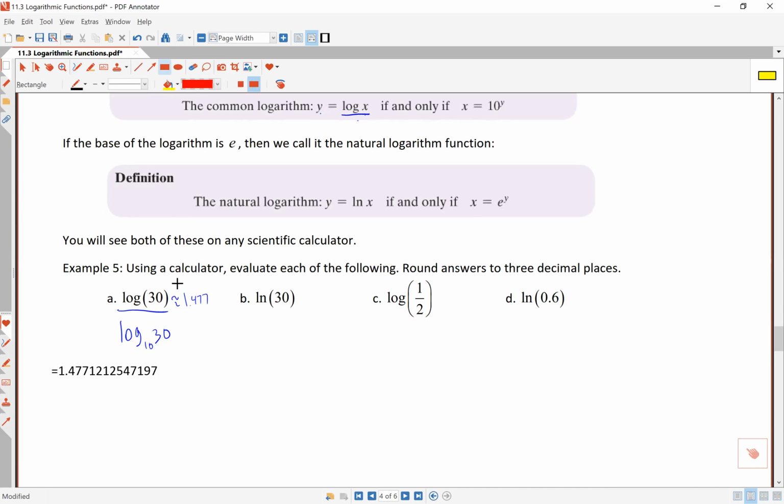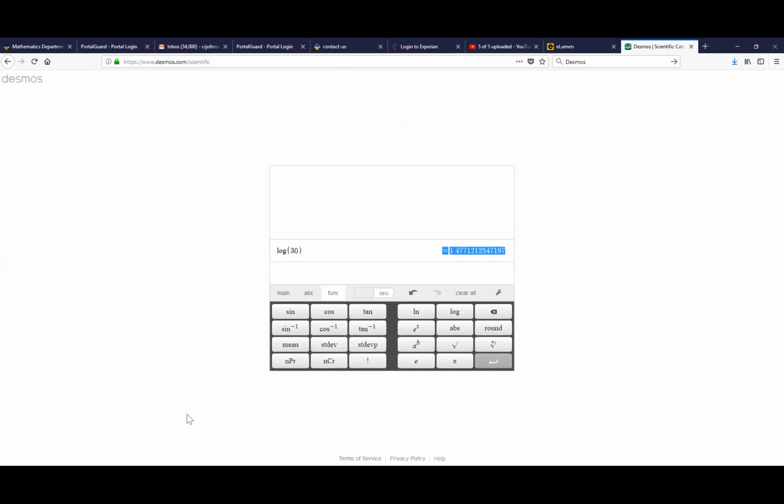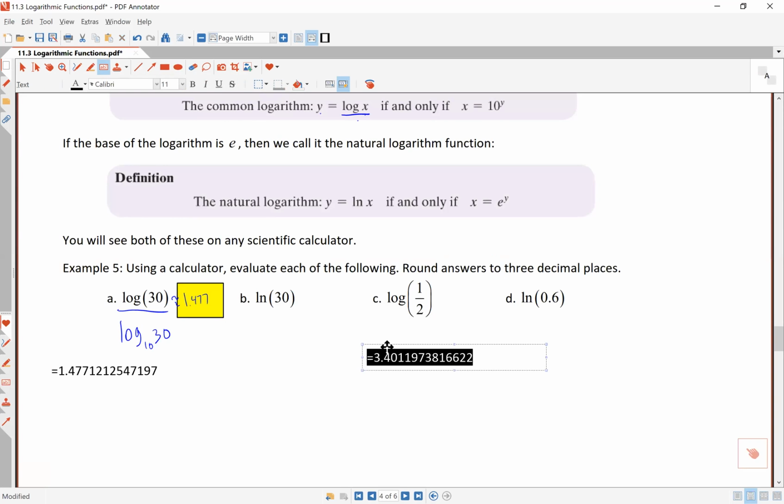If we want to calculate the natural log of 30, this time we'll use the ln button of 30, and we get about 3.401197, and so on. We'll give that a nice rounding to 3 decimal places, so we'll call that one 3.401.